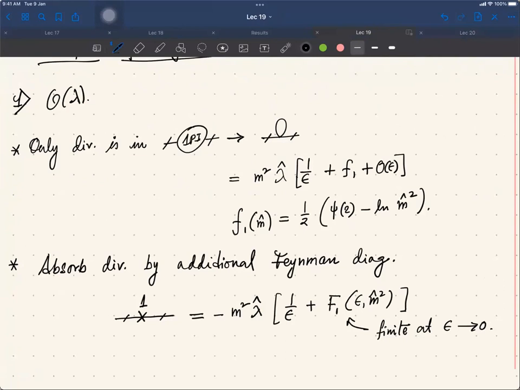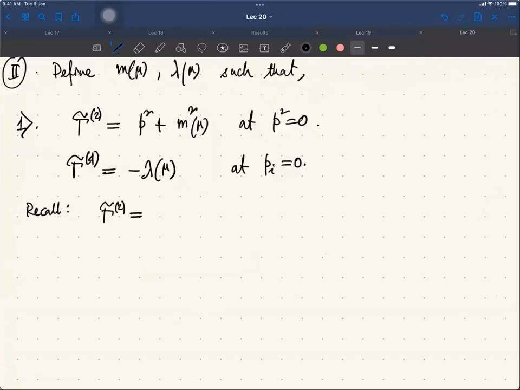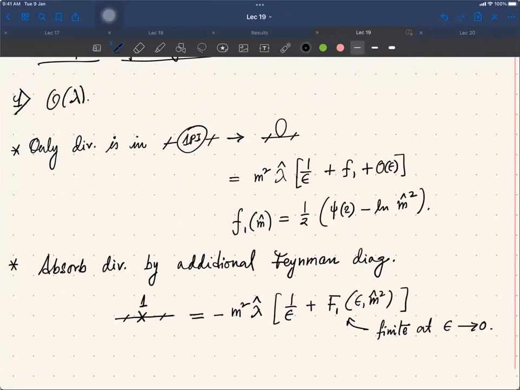So there is a tree-level diagram which is given by p square plus m square. Then the loop diagram is given by m square times lambda hat times half psi 2 minus log m hat square.